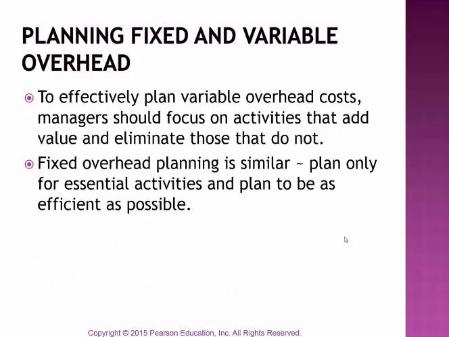Fixed overhead planning is similar. We need to plan only for essential activities, essential capacity, and plan to be as efficient as possible. If we don't need a lot of square footage, then we don't need to buy a lot of square footage. If we don't need a lot of machine capacity, then why buy the extra large version of that machine? Why not buy the medium version? We have to be very selective in our planning process in regards to these overhead items.